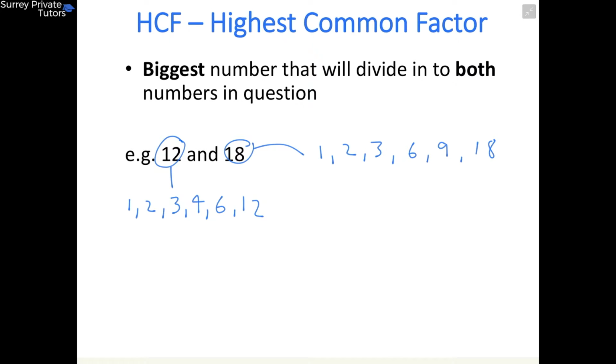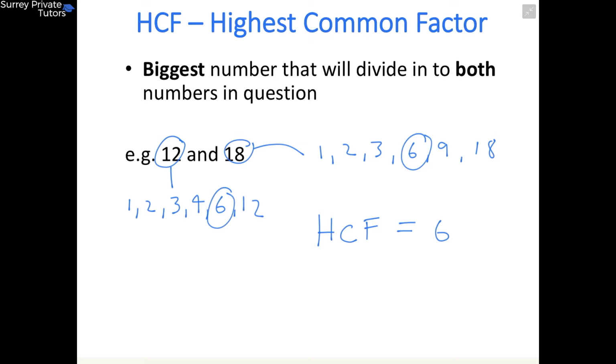Now you can see from these two lists there's a couple of numbers in common. They've both got 1, 2, 3, and also 6. And out of those, of course, the biggest is 6. So 6 is our highest common factor for the numbers 12 and 18.